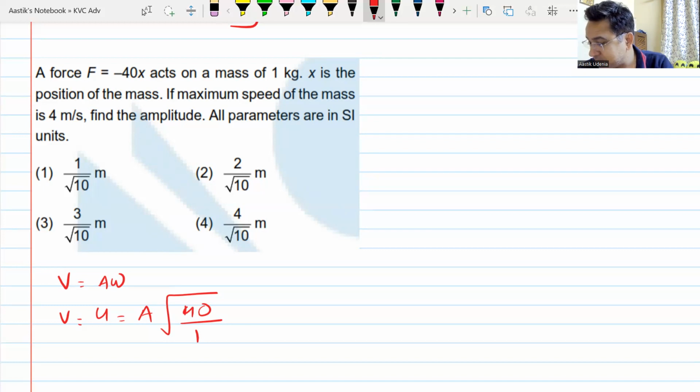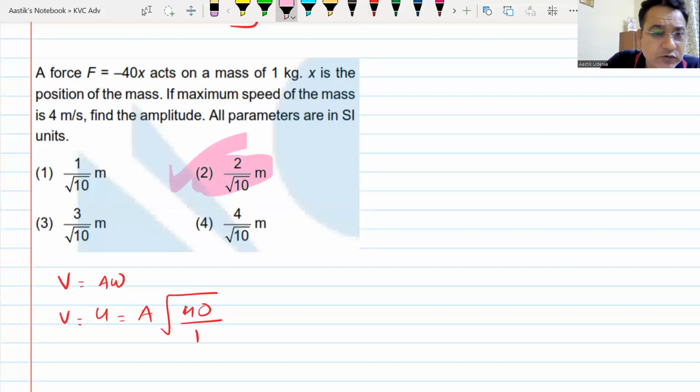Option 2. Option 2 is the correct answer. 2 by root over 10. That is how you have to do this. As you can see, there is nothing in this question that we have not done. The only thing you have to understand is that you will have to remember these things.